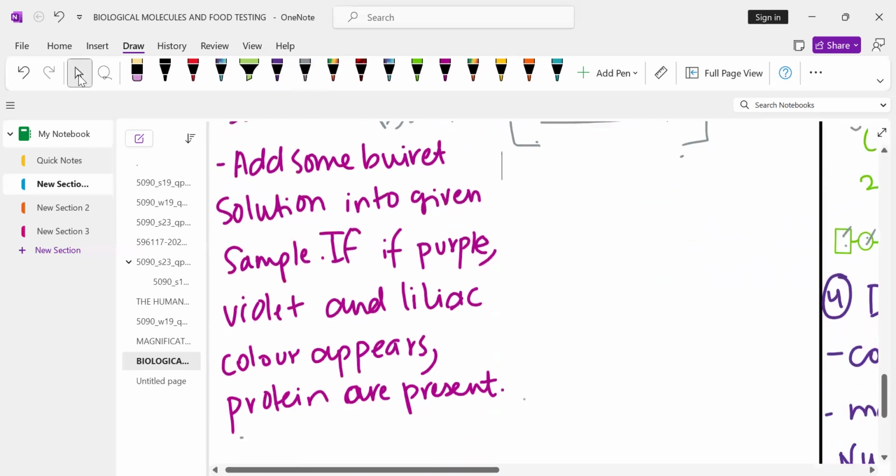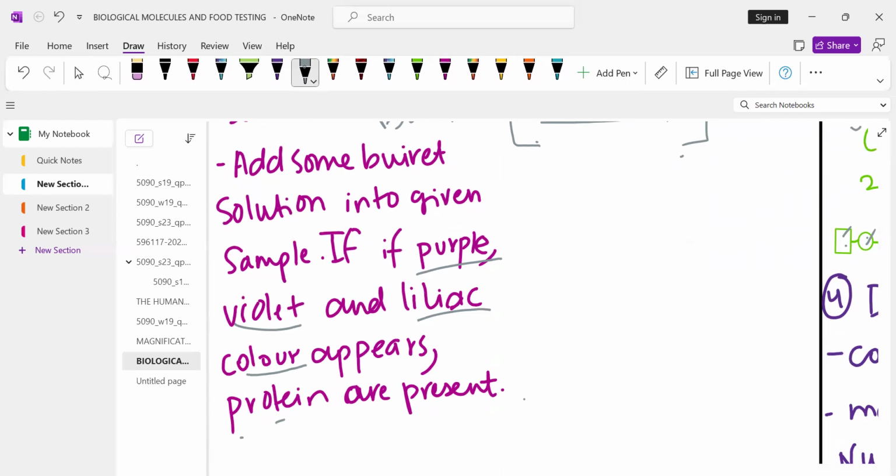When you add some biuret solution to the given food sample, if the color changes from blue to purple, violet, or lilac, proteins are present. For the protein test, you need to remember that blue color changes to purple or lilac color, which means that proteins are present. So this was all about this chapter.